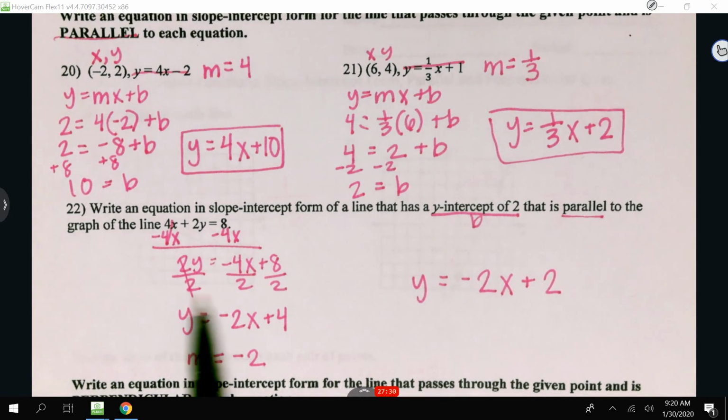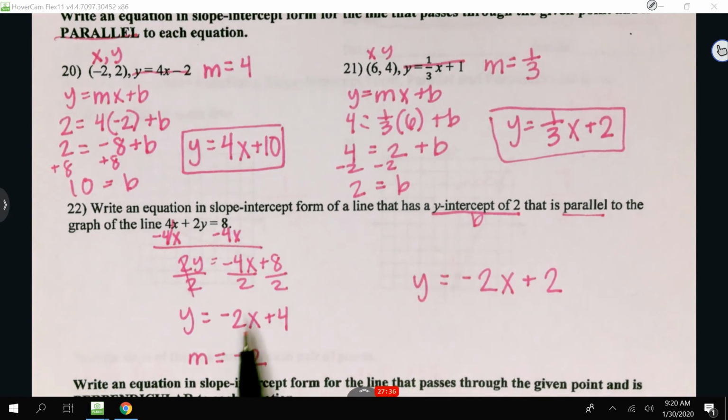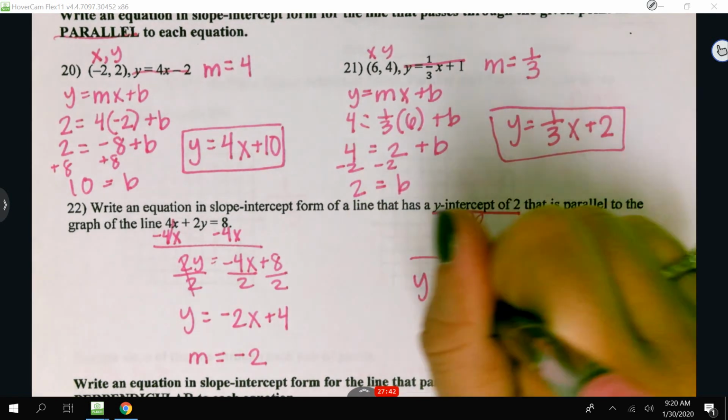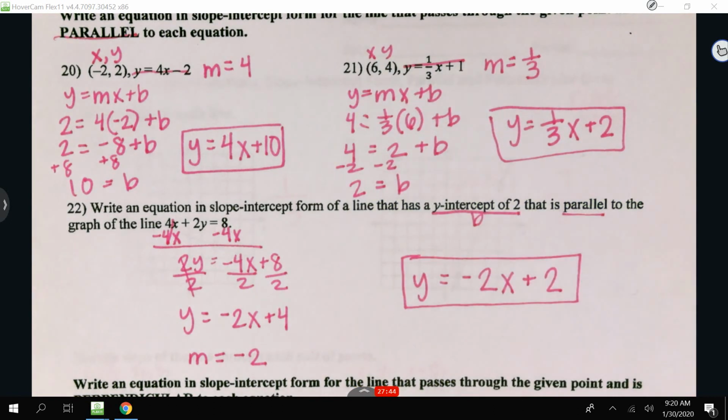Because this line, the y-intercept is 4. Okay? So that already tells you that obviously that 2 is not talking about this equation, because they don't match. So do you just change the 4 to a 2? Yes, technically, because this is parallel. Because your parallel changes.